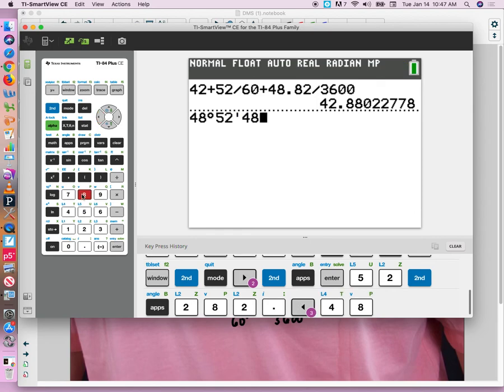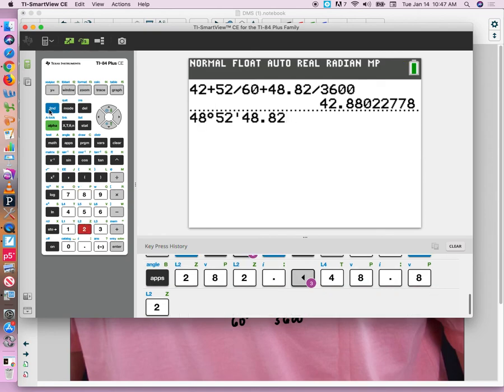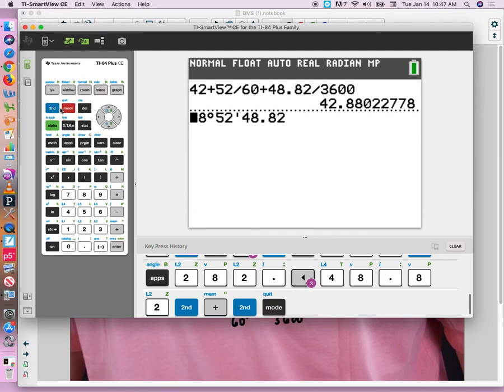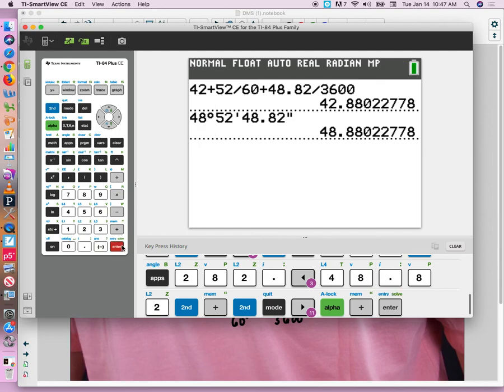48 point, I'm already aggravated, 82, and I can go find this little, sorry, it's so hard to read up here. Down here, I think. No, that wasn't it. It's above the plus sign, isn't it? Yeah. Oh, but it's alpha. It's green. Okay. And then I could hit enter, and then I could have the answer.